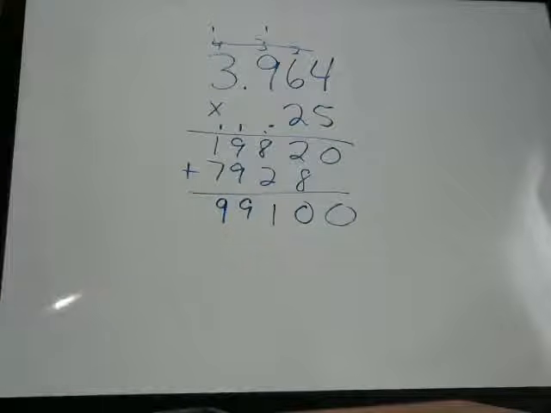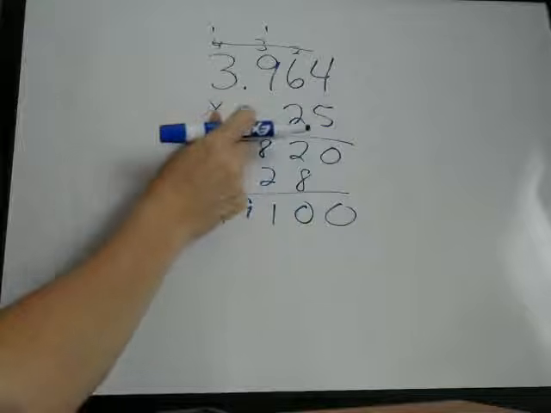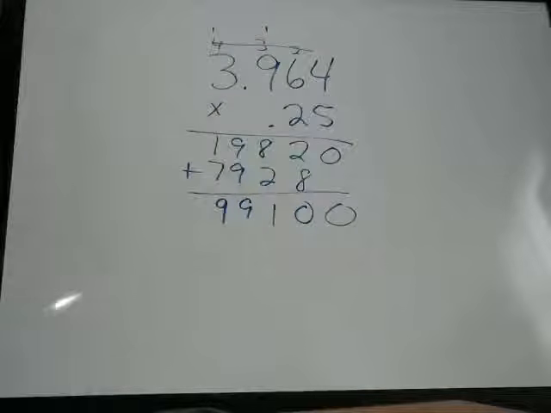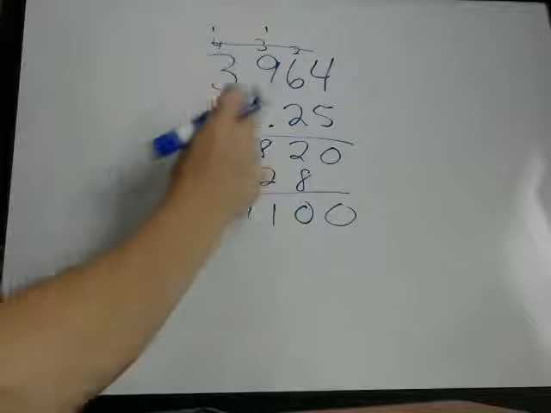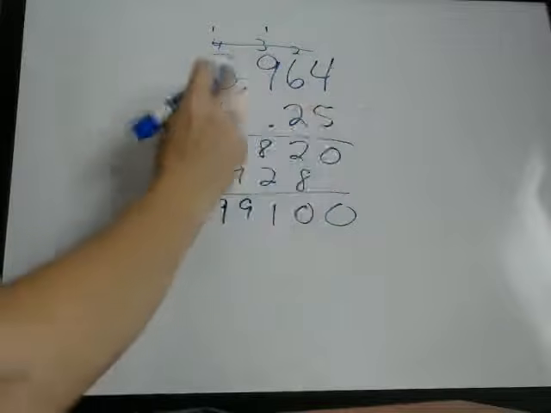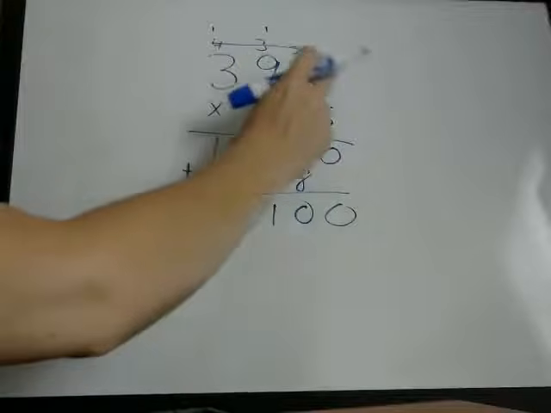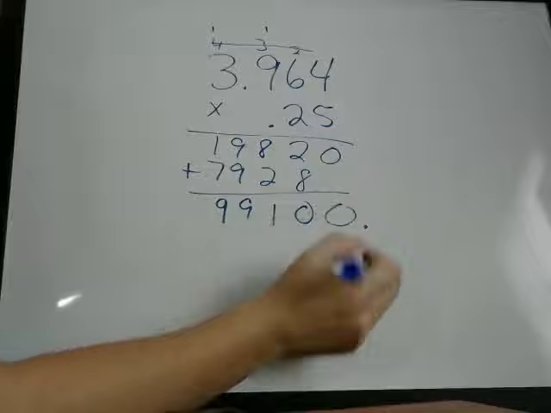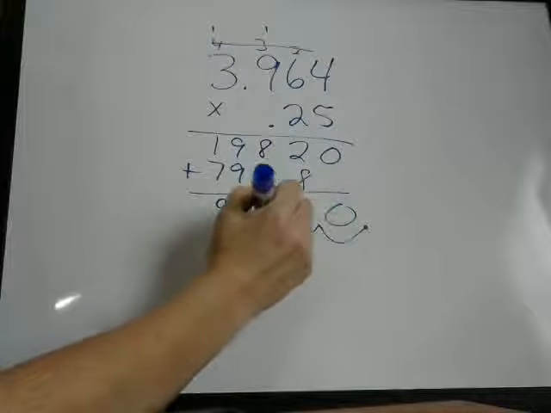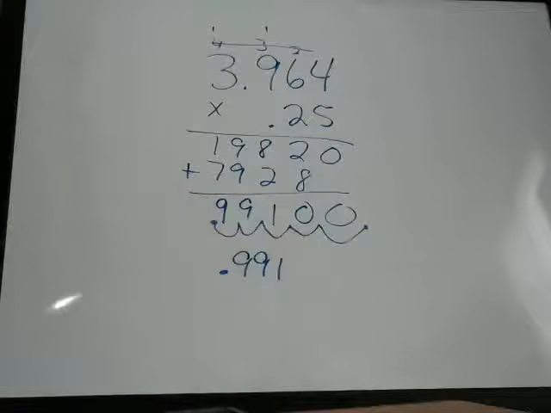Now where we decide to put the decimal in the final answer depends on how many numbers were behind the decimal in our original two numbers that we're multiplying. We were multiplying 3.964 times 0.25. There's 1, 2, 3 numbers behind the decimal in this number, and there's 2 in that one. So 1, 2, 3, 4, 5. So we're going to move the decimal point in our answer 5 places to the left. If we think of it being over here, 1, 2, 3, 4, 5. So our answer is going to be 0.991.